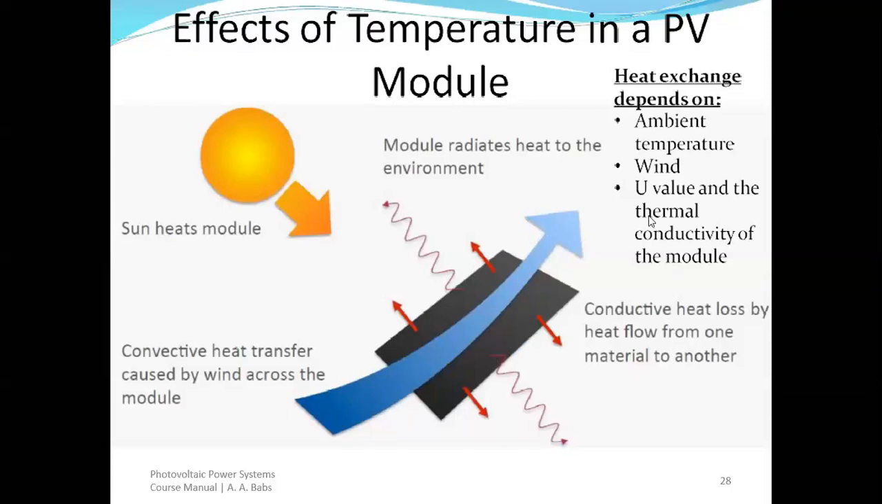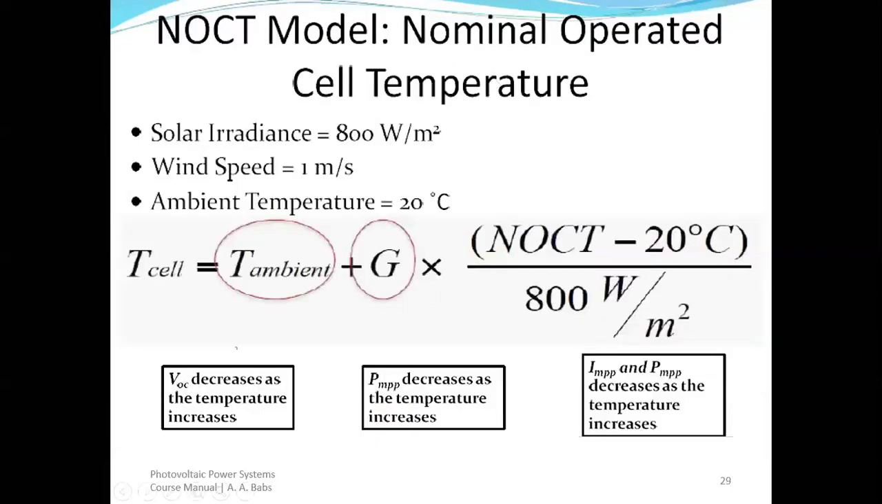All right. Then the heat exchange also depends on the U value and the thermal conductivity of the module. So we have the NOCT model, the nominal operating cell temperature model. Apart from the standard test conditions model, we have the nominal operating cell temperature conditions model, basically. So in that particular case, our wind speed is 1 meter per second. Solar radiation is 800 watts per square meter, like I mentioned earlier, which is our G. Ambient temperature this time around is going to be 20 degrees Celsius.